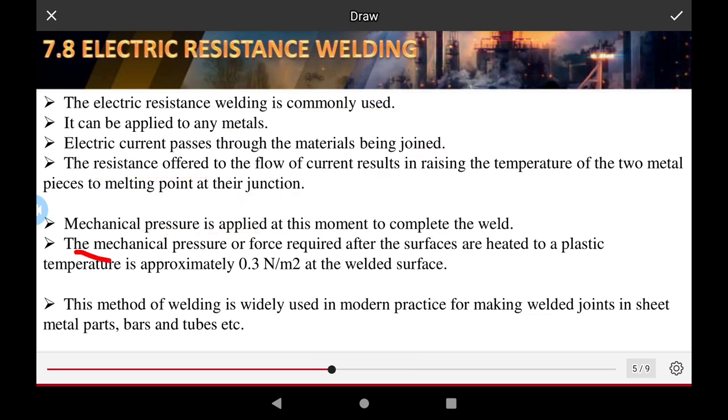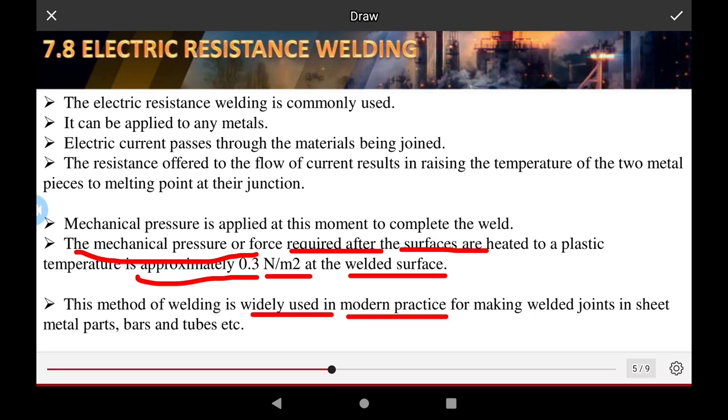The mechanical pressure is the force required after the surfaces are heated to the plastic temperature, approximately 0.3 Newton per meter square. This is the pressure at the welded surface. The method is widely used in modern industry for making welded joints in sheet metal and parts of bars and tubes.